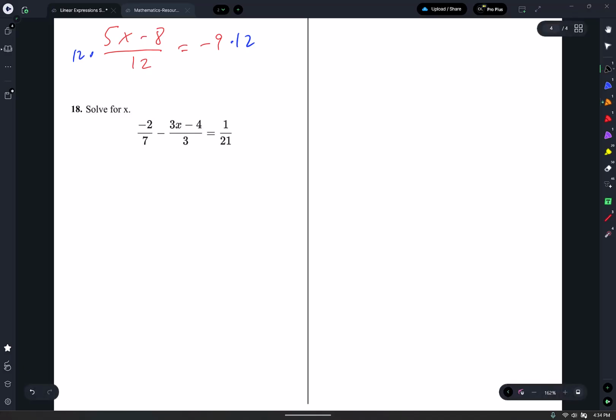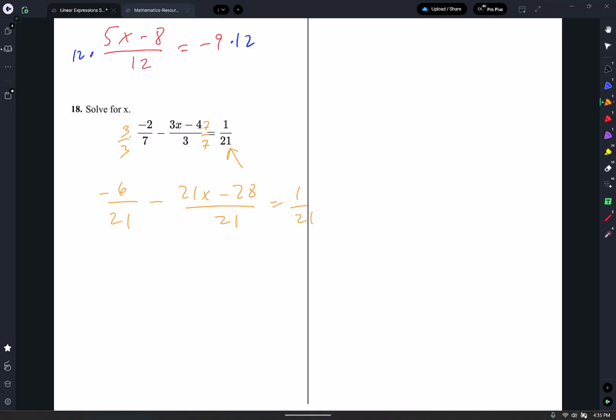I'm going to multiply this one here by 3 over 3 and this one here by 7 over 7. Why are you doing that? Well, I want a common denominator of 21 because I see a 21 there in the bottom. So let's see, negative 6 over 21 minus 7 times 3, so 21x minus 7, 14, 28. 28 over 21 equals 1 over 21.